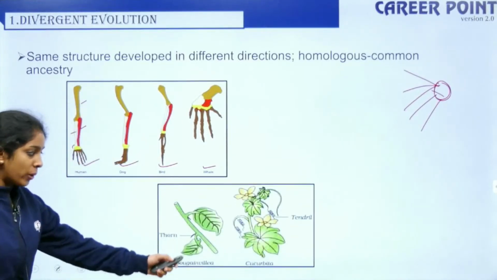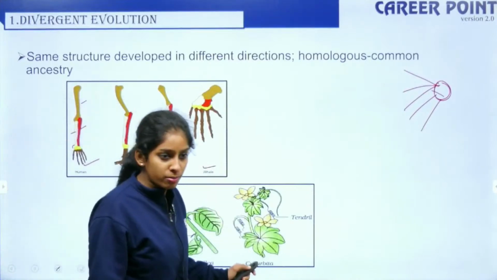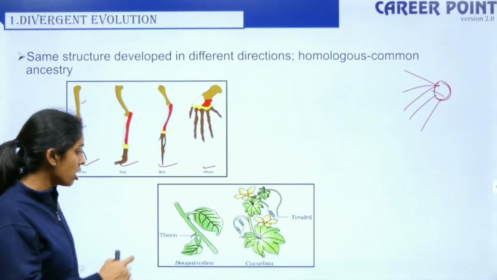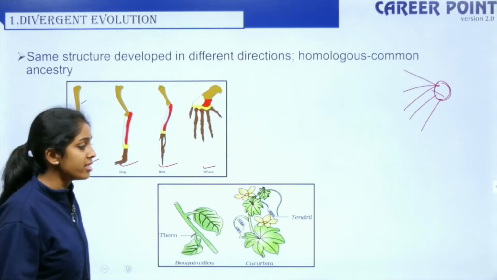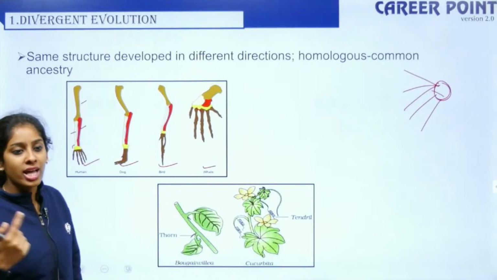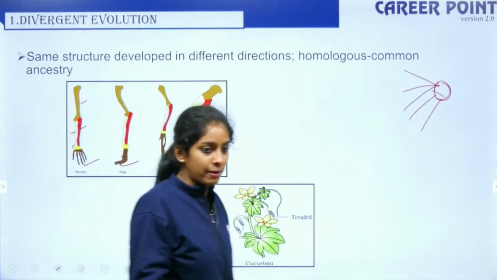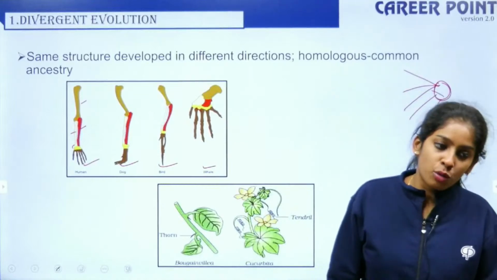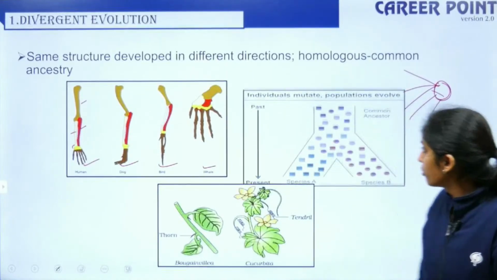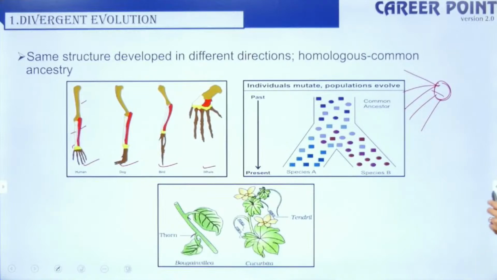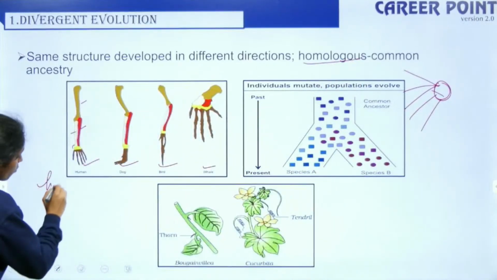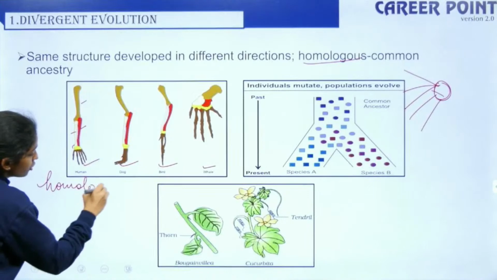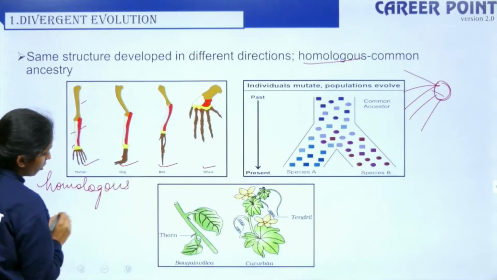So your thorns of bougainvillea and your tendrils of cucurbita have the same structure, okay, but the function is different. So thorn acts as a defense and tendrils support the plant so that it is easy for the plant to climb. Okay, yes, flippers of whales and penguins, yes, you're absolutely right. So this is called your divergent evolution. I want you to remember, here we're talking about homologous structures. Homologous, homo is same. Okay, so these structures are of the same origin.